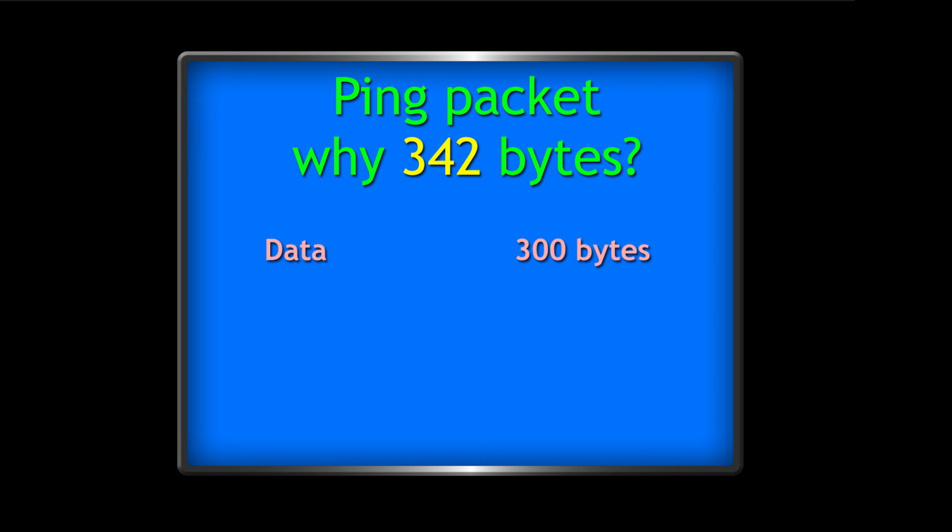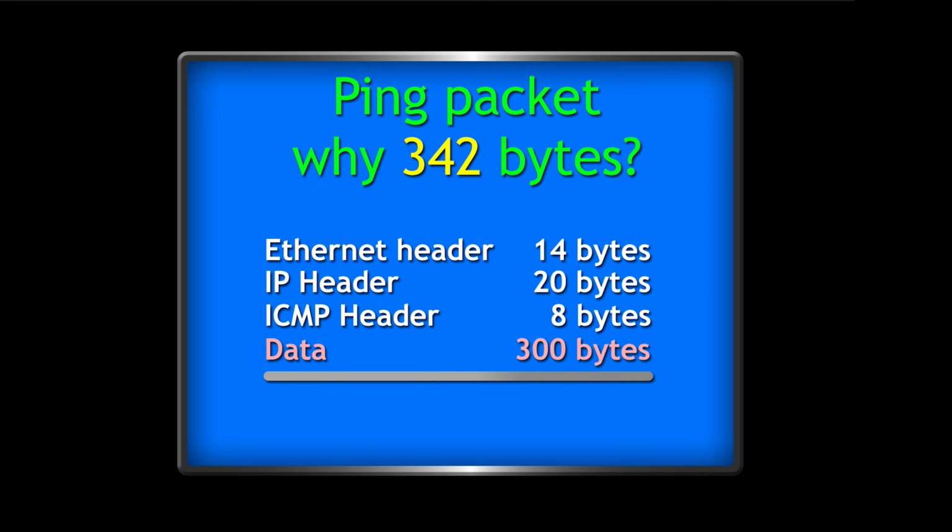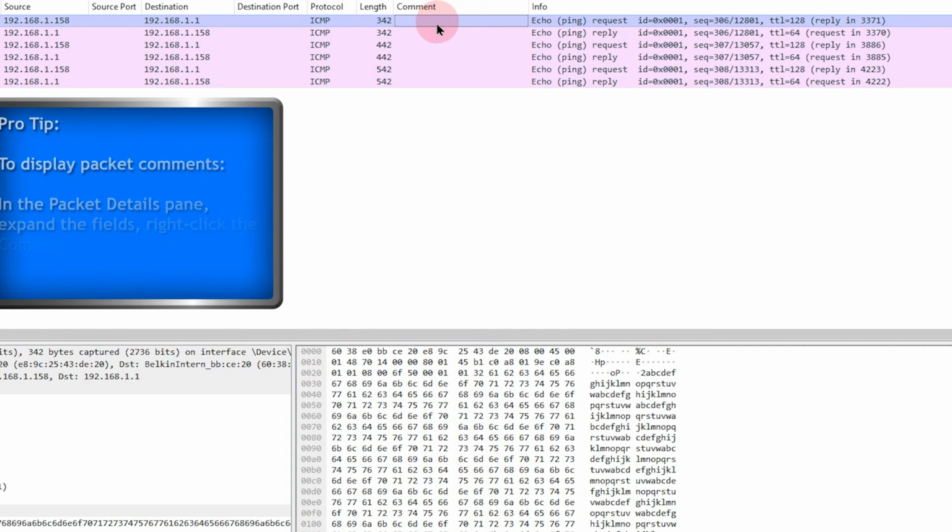What it is, there's an Ethernet header of 14 bytes. There's an IPv4 header of, in this case, 20 bytes, and most of the time that's what it is, but it can be bigger than that. And then the ICMP header of 8 bytes. So if you take 14 plus 20 plus 8 plus our 300, then you get the 342. And that's why the total packet length is 342 bytes. But back to our pings here.